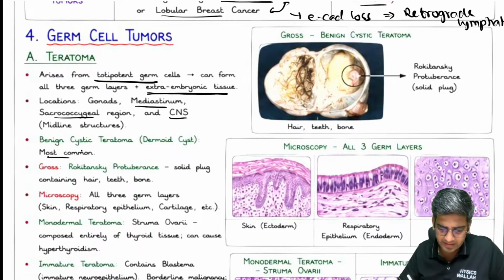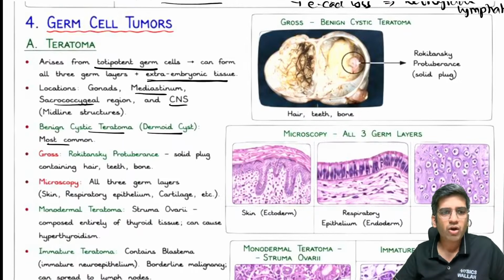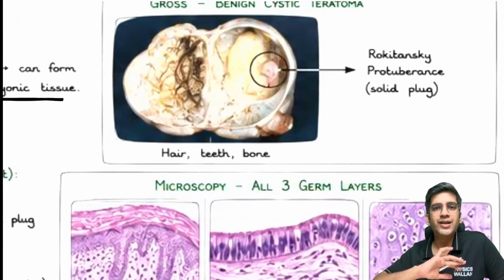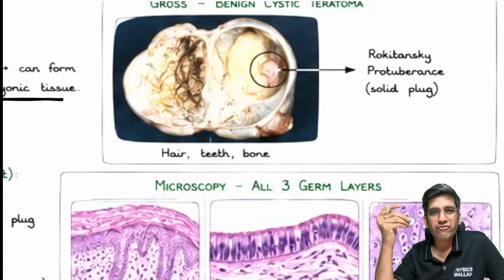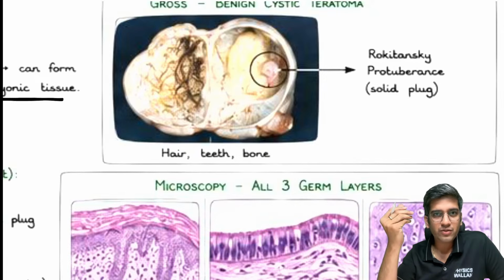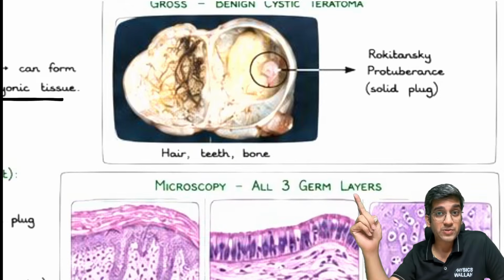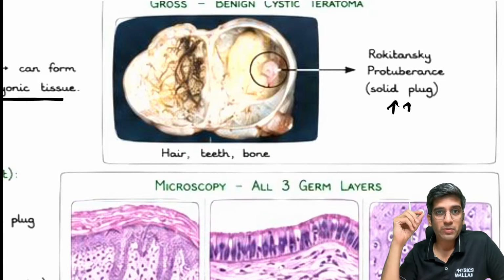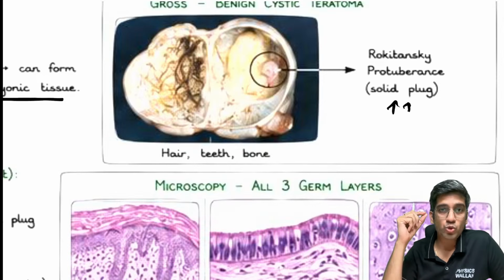The most common variant is benign cystic teratoma, or you must have called them dermoid cysts. Benign cystic teratoma. What will be seen in gross? Cyst-like spaces filled with some sebaceous-like material, right? And the most important viva question will be, if there's a specimen, the solid area. There'll be solid areas in teratoma. We call them Rokitansky protuberance.